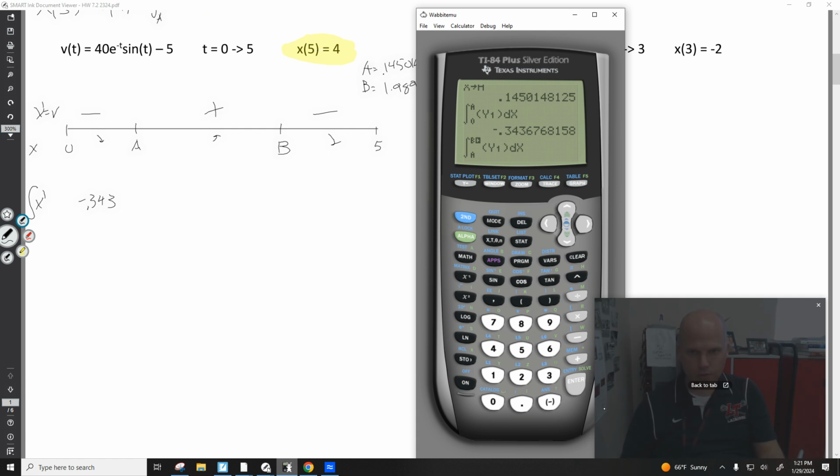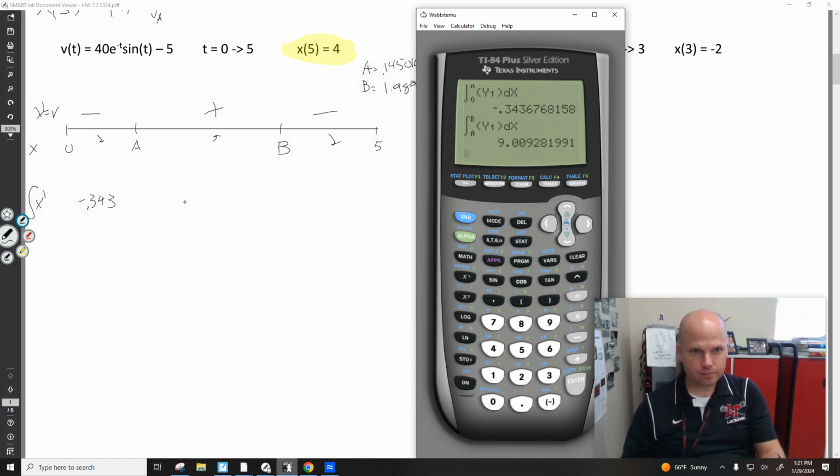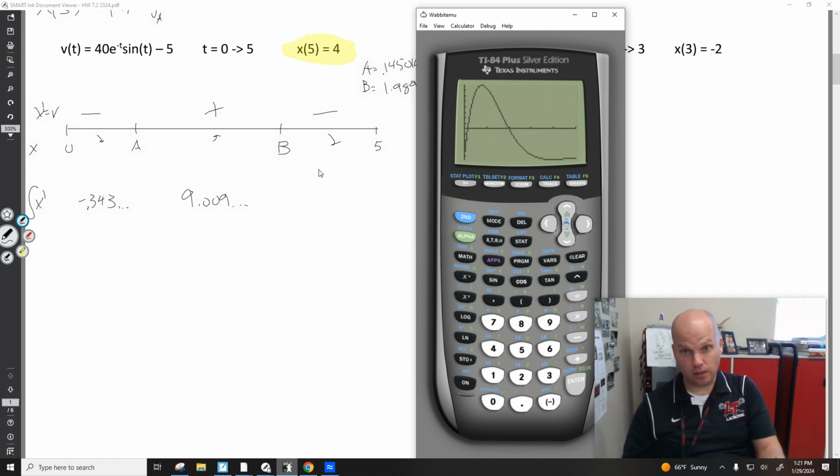I go to the right more. I then go to the left, I think a decent amount, right? From what I remember from looking at the graph. Yeah, a lot.